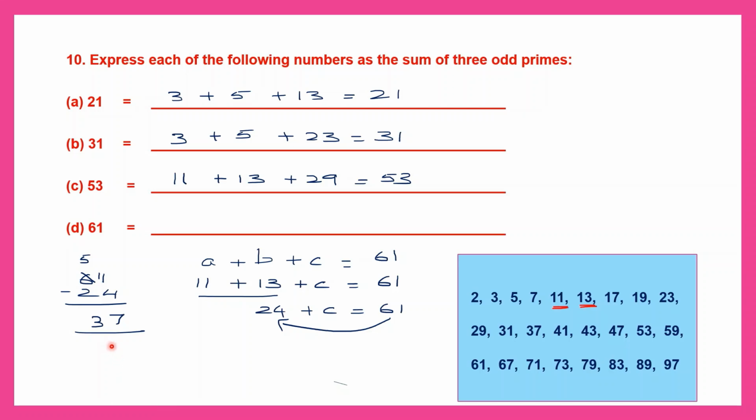Can 37 be the third number? Let's see if this is a prime number. So here 37 is a prime number. So 37 can be the third number. So what are the three numbers? 11 plus 13 plus 37. Let's write it down. 11 plus 13 plus 37 will give us 61.